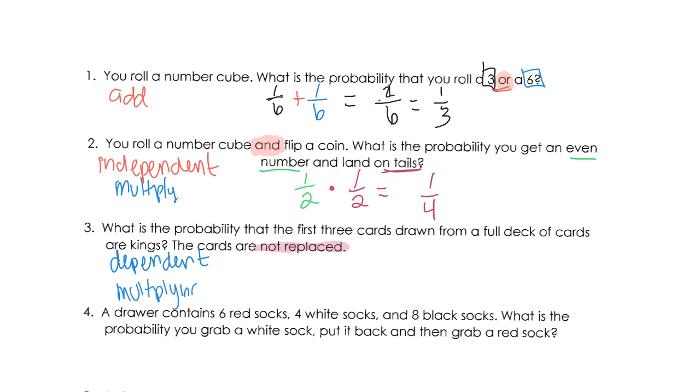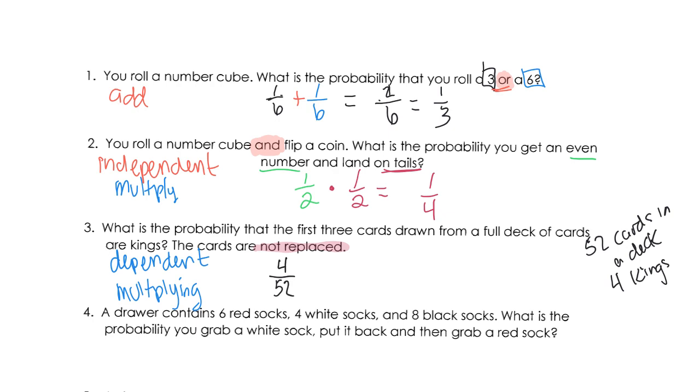So first thing, if you don't know, there's 52 cards in a deck, and there's 4 kings. So that means my probability of my first draw being a king is 4 out of 52.